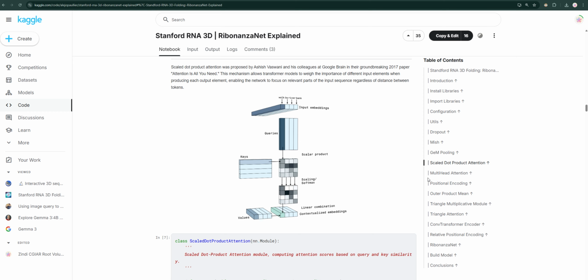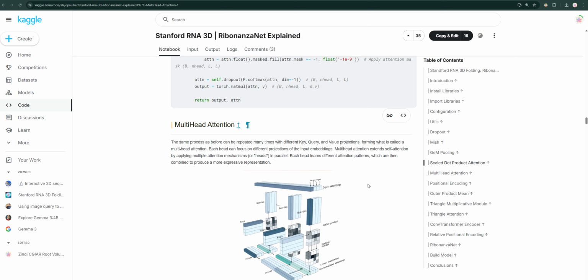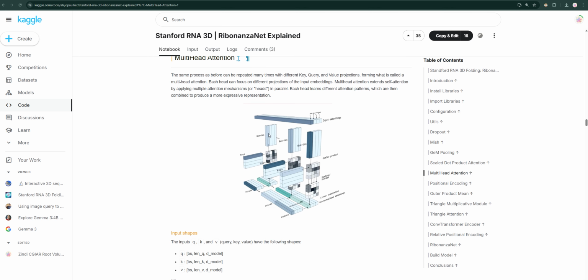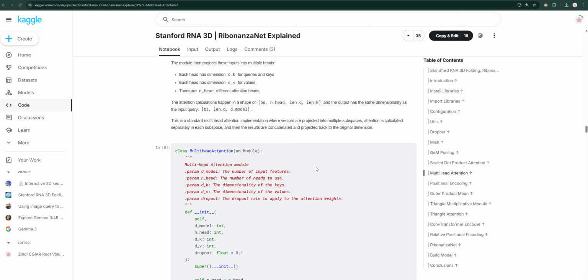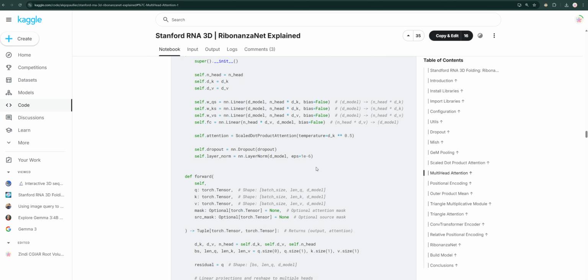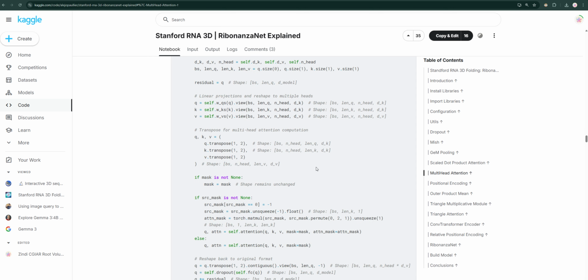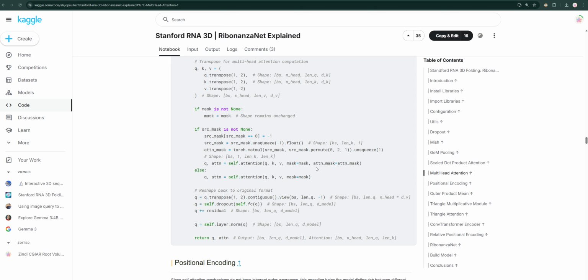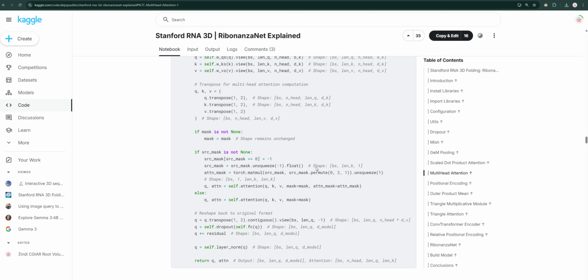Building on what we just discussed, multi-head attention extends the attention mechanism by applying multiple attention heads in parallel. Instead of having just one attention mechanism, you have several working side by side, each potentially learning different patterns. It's like having multiple experts looking at the same problem from different angles. The implementation projects the input into multiple heads, applies attention separately in each head, and then concatenates and projects the results back to the original dimension. This is crucial for RNA folding because different attention heads can specialize in capturing different types of interactions between nucleotides.